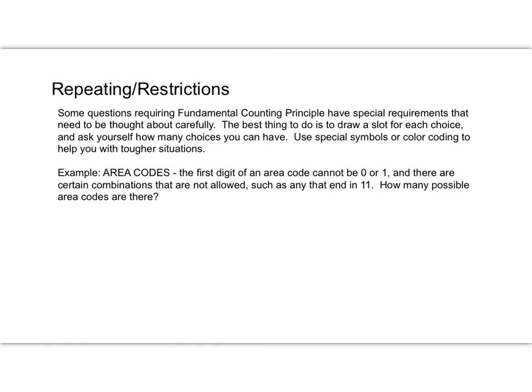Now, there are some questions requiring the fundamental counting principle that have special requirements that need to be thought about carefully. And again, the best thing to do is to just draw a slot for each choice and ask yourself how many choices you can have. If you need to do some color coding or special symbols, that might help you draw attention to tougher situations. And, we think about an area code. The first digit of an area code cannot be 0 or 1.